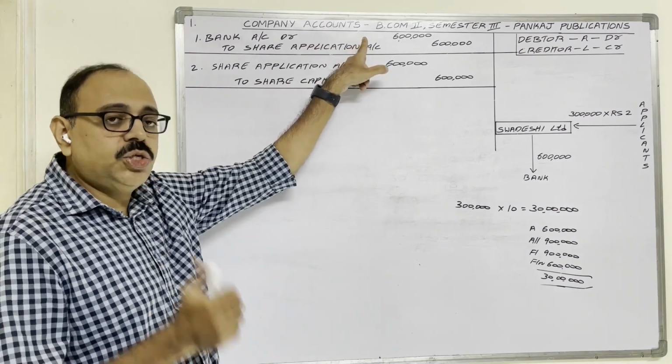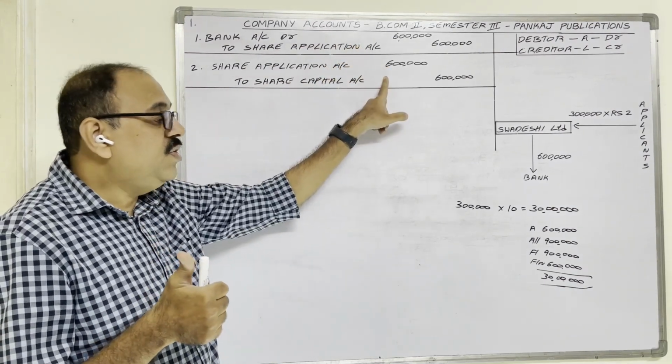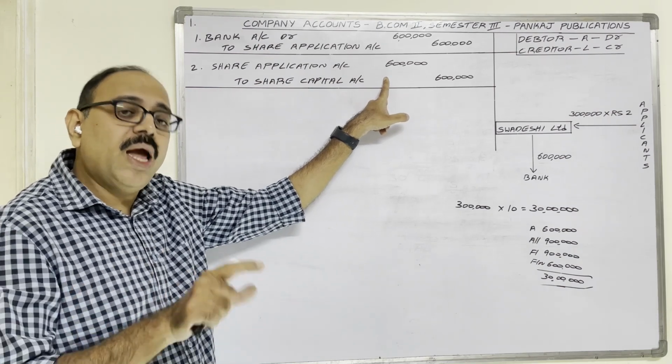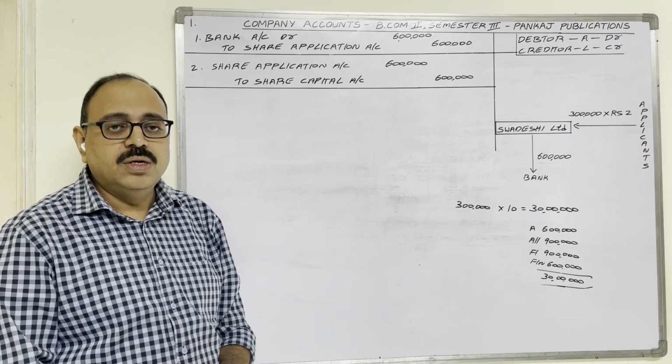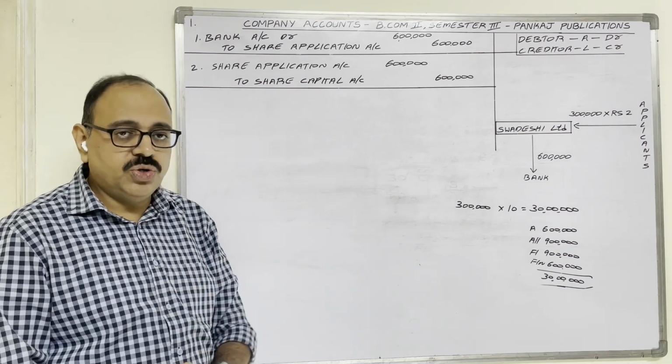First entry is to receive the money. Second entry is to transfer that money to capital account. Now come to second installment, share allotment. For this also 2 entries we should write.